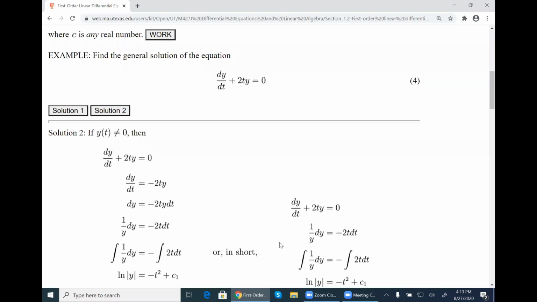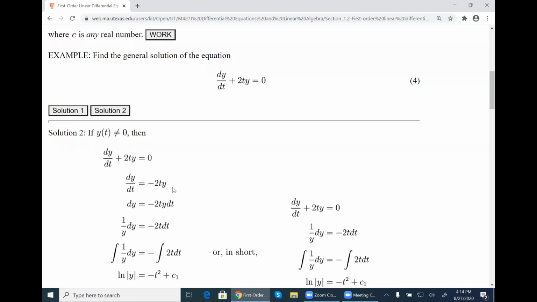So here's what we do. Step 1, copy this equation. Done. Next, college algebra step. Let us move 2ty to the right. Done. So the jump from here to here is just straightforward college algebra.